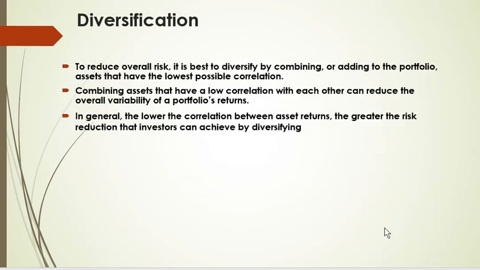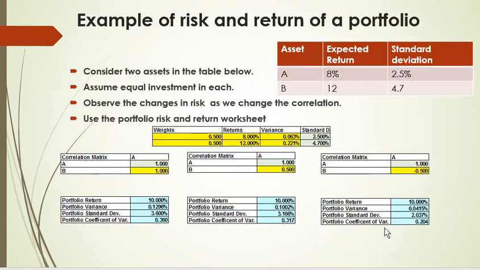So to reduce overall risk, it's best to diversify by combining or adding to a portfolio assets that have the lowest possible correlation. If they have a low correlation, we'll be able to reduce the riskiness of the overall portfolio. The lower the correlation between returns, the greater the risk reduction that we can get. So we have an example.